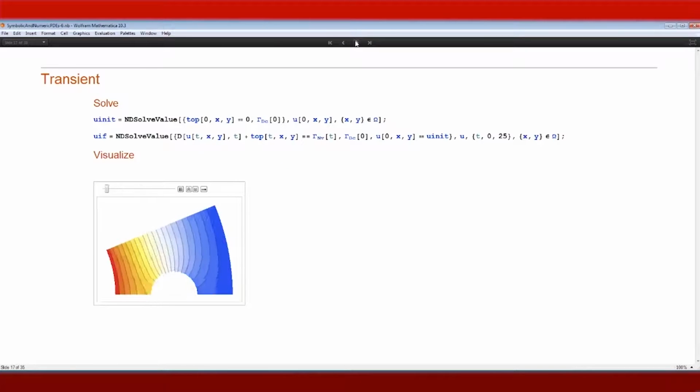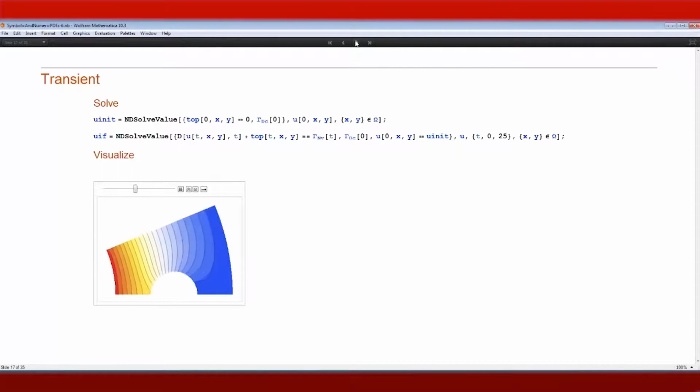Now, to solve this, we call NDSolve's value and specify these operators at time t equals 0. That will give us a suitable initial condition for the temporal problem. We then call NDSolve with the time derivative of the dependent variable u plus the Laplacian operator and set that equal to the Neumann value, and additionally specify the Dirichlet condition. These are time independent, so it doesn't matter at what time those are specified.